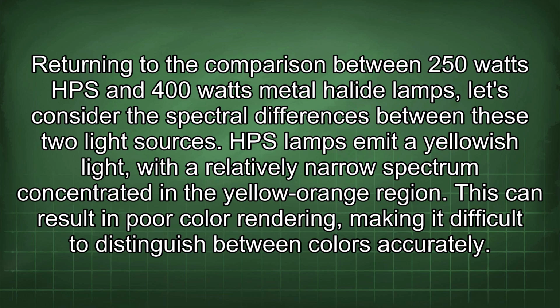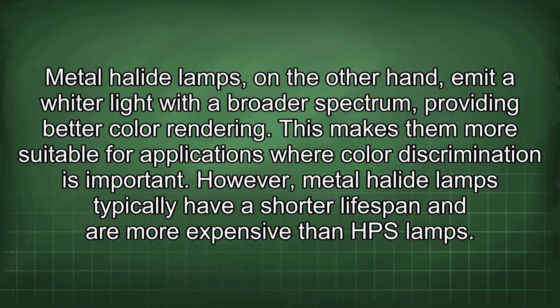Returning to the comparison between 250 watt HPS and 400 watt metal halide lamps, let's consider the spectral differences between these two light sources. HPS lamps emit a yellowish light, with a relatively narrow spectrum concentrated in the yellow-orange region. This can result in poor color rendering, making it difficult to distinguish between colors accurately. Metal halide lamps, on the other hand, emit a whiter light with a broader spectrum, providing better color rendering. This makes them more suitable for applications where color discrimination is important.